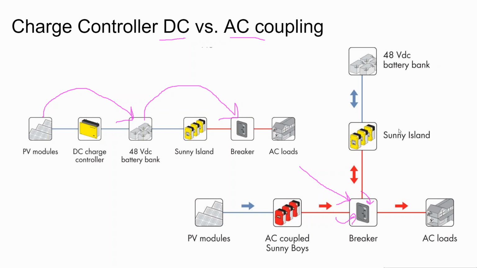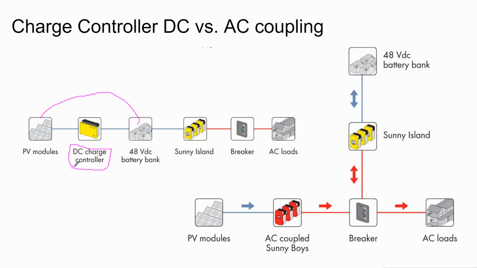Well, what are the differences between them? Which is better, AC coupling or DC coupling? In DC coupling, the energy is going to be processed from the array through not an inverter, but a DC to DC conversion process called a charge controller. And then it's going to be processed out of the inverter into the load. So that's a two-step process, and there's a little bit of an efficiency loss here, and a little bit of an efficiency loss here.